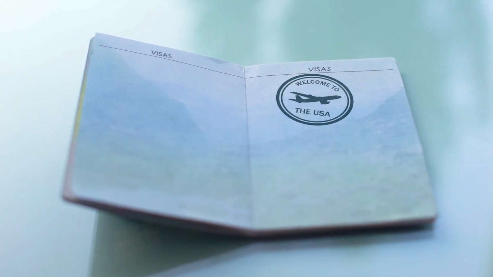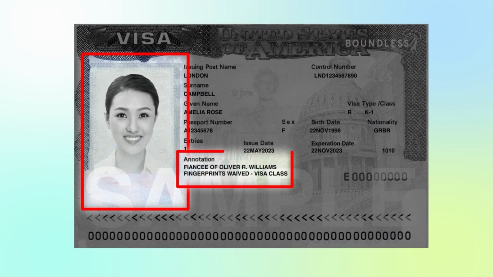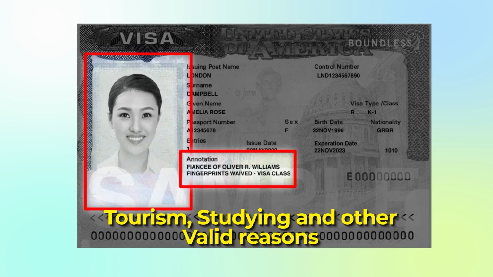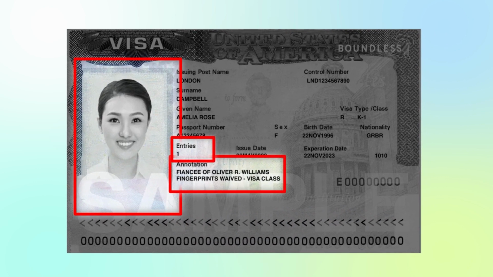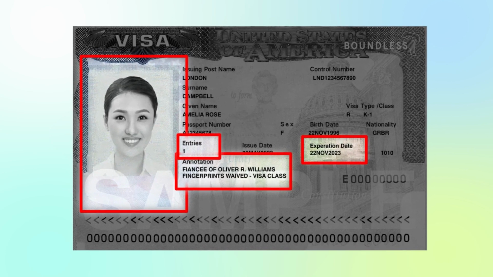You go to the consulate, they approve it, they put a sticker or a kind of stamp in your passport, and then it'll have dates on it, it'll have your picture, and it will specify the purpose of your visit to the US, whether it's tourism, work, study, or any other reasons. Now, in that visa, it will also say how many times you can enter the US under that visa. It will also have an expiration date for you to use that visa.